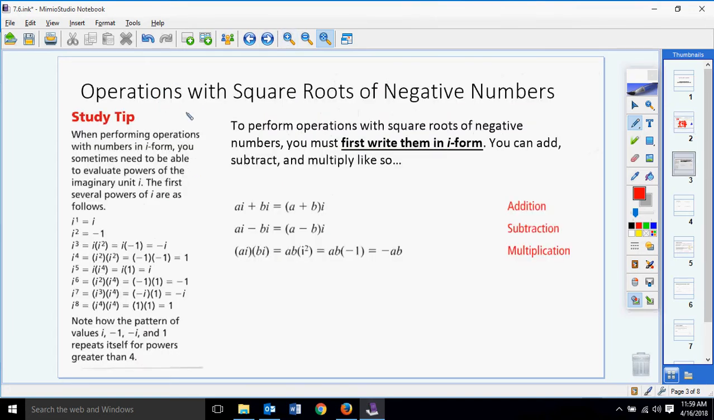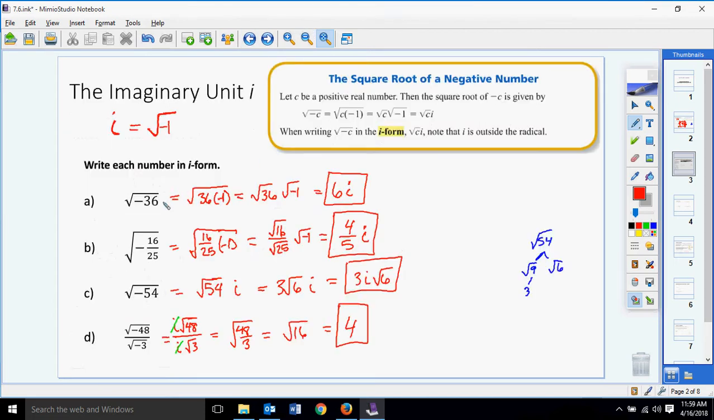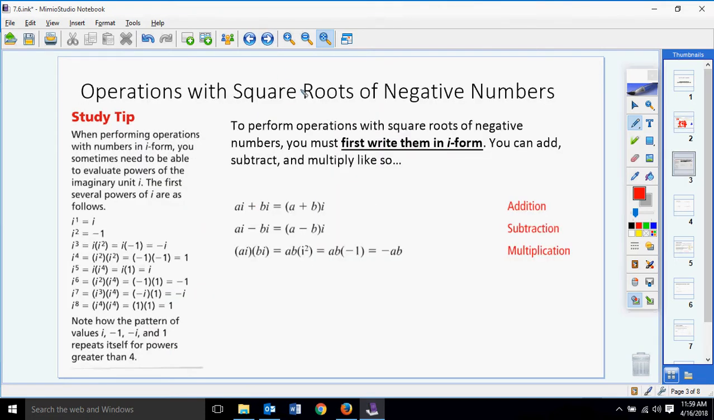All right, operations with square roots of negative numbers. Now we're going to try to add, subtract, and multiply those square roots of negative numbers. But before we can do that, we must first write them in i form. Writing them in i form is taking away the negative underneath the radical, and you're going to get something looking like this. So that first page was writing in i form.